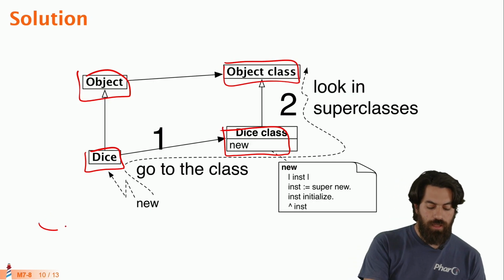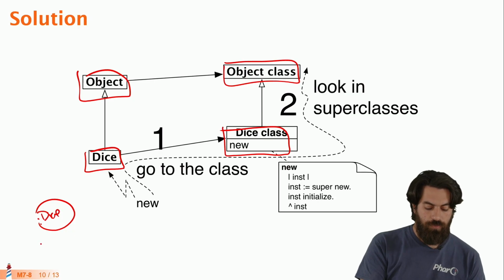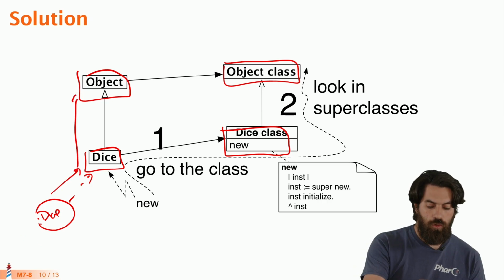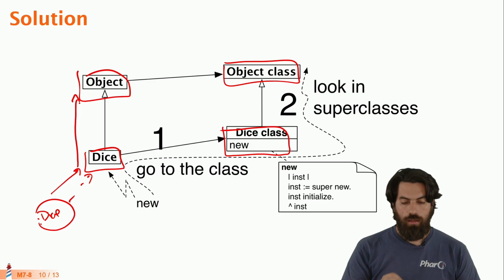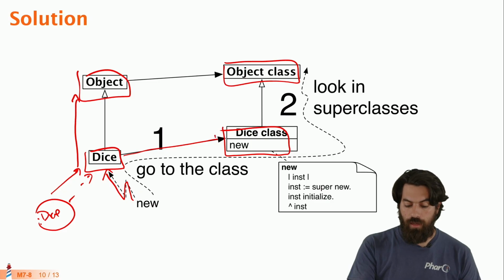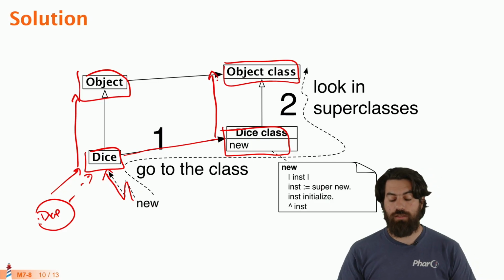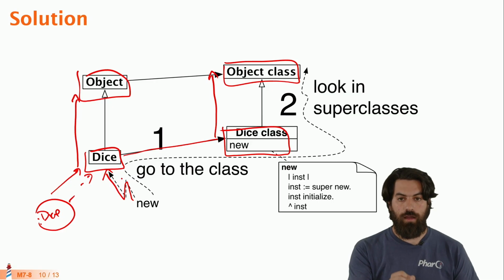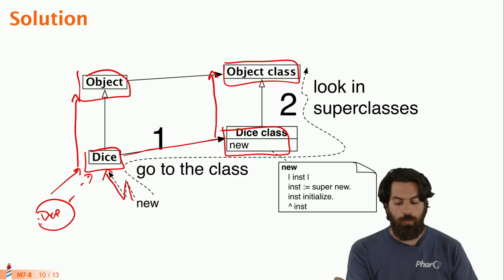So every time that I'm going to send a message to a dice object, the lookup will look for the class, which will be this one, and then go up in the hierarchy. In our case here, since we're sending the message to the dice class, we are going to look for its class and then go up its hierarchy. It's just the same mechanism as before. The only thing is that we are thinking about classes and the classes of classes instead of just the classes of normal objects.